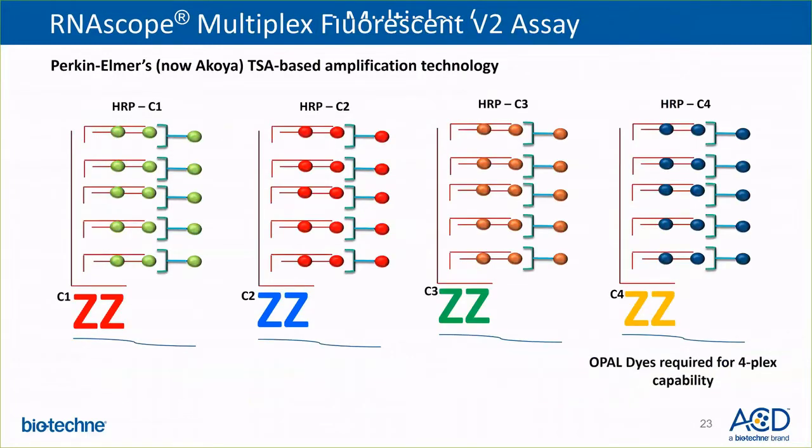The fluorescent V2 assay, on the other hand, can be used to detect up to 4 mRNA targets. Here, 4 independent amplification trees are built such that the C1, C2, C3, and C4 probes will have their own amplification trees built from the mRNA target. The signal can then be visualized using PerkinElmer's, now Akoya, TSA-based amplification system, or using the Opal dyes.